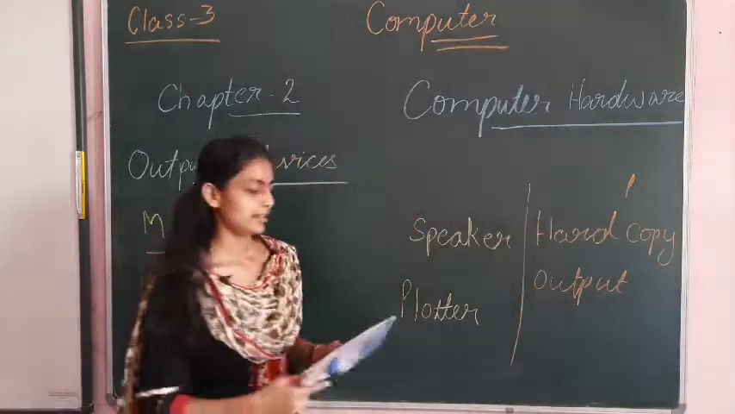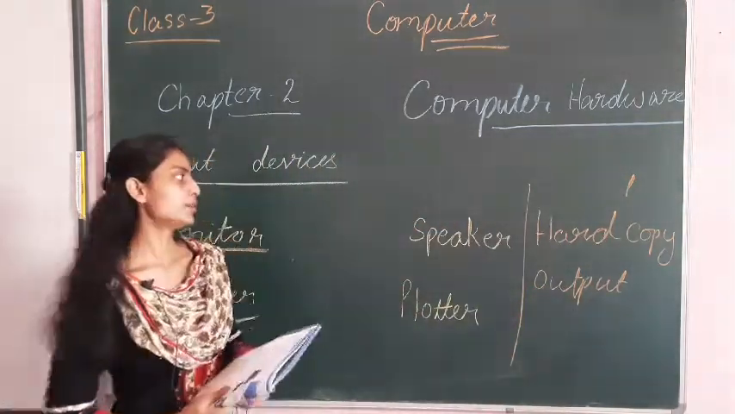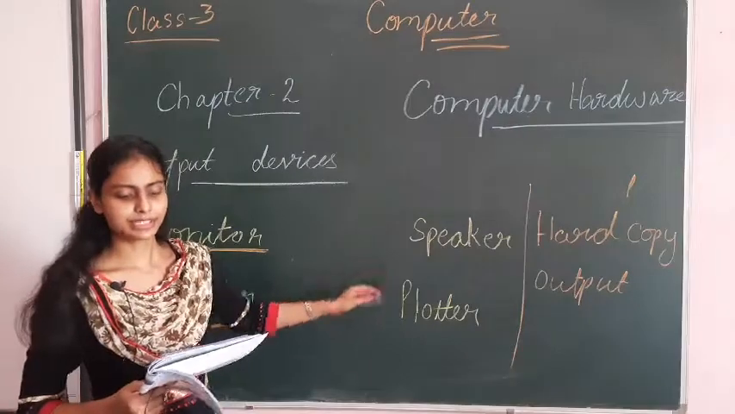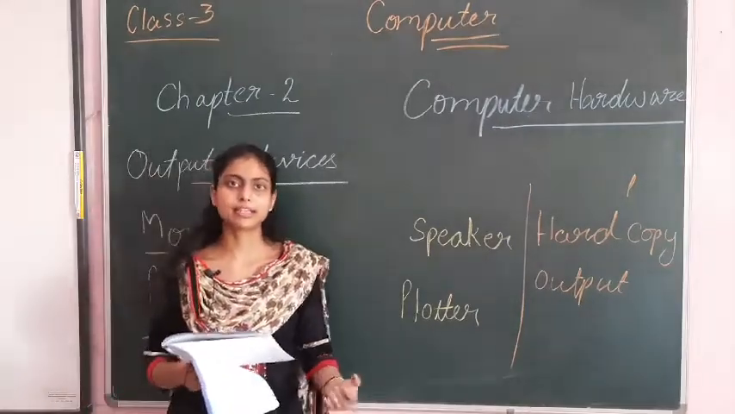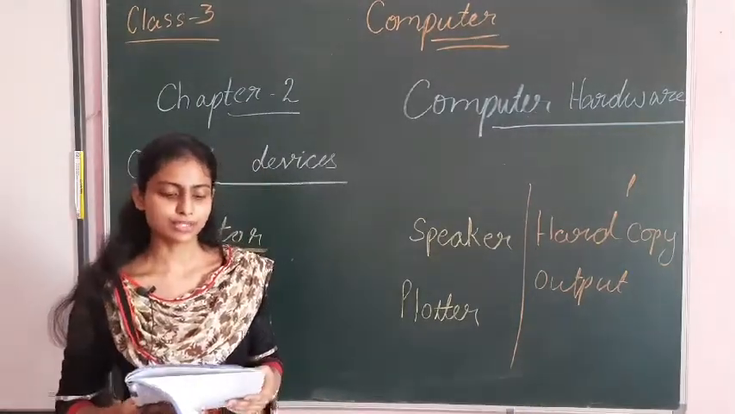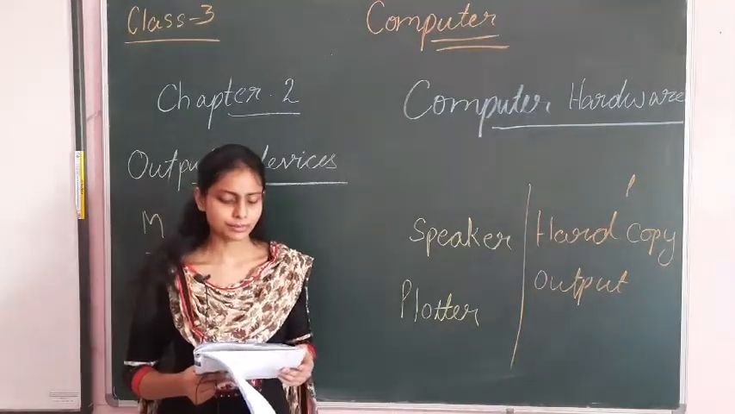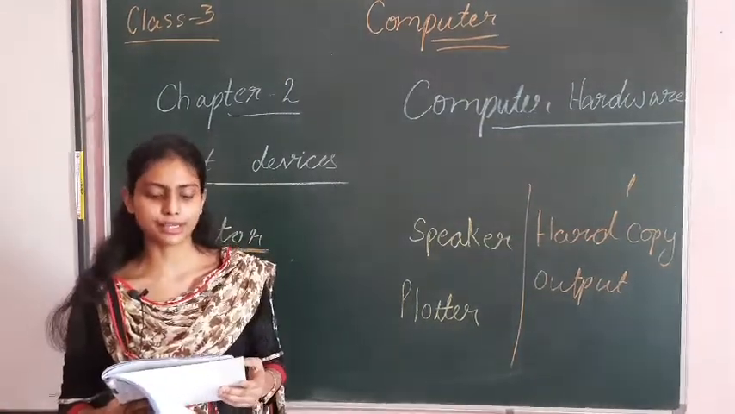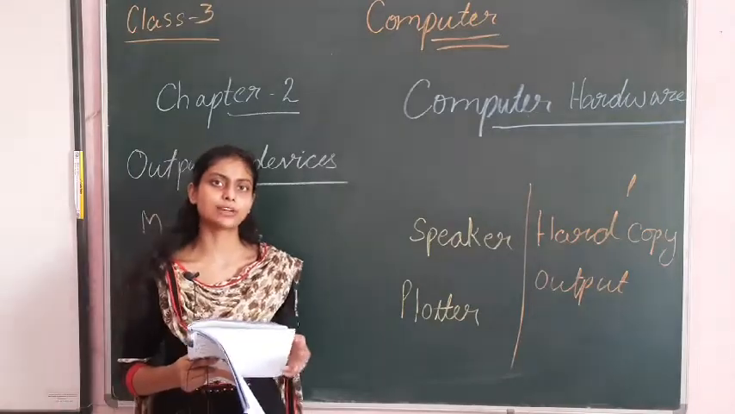Okay class, so it was all about the printer. What is a printer? A printer is an output device because it gives you the result, and it is used to print the output on a paper, and output on a paper is also known as a hard copy output.